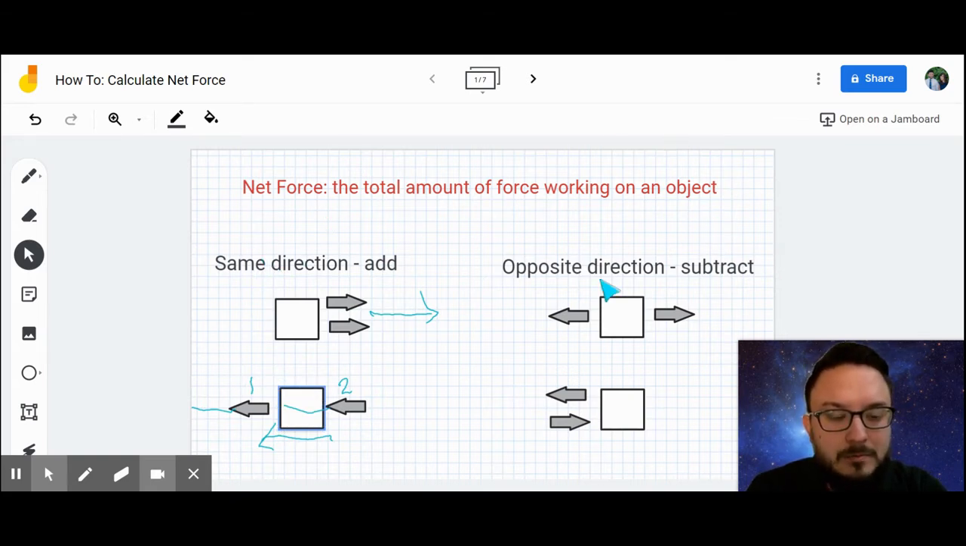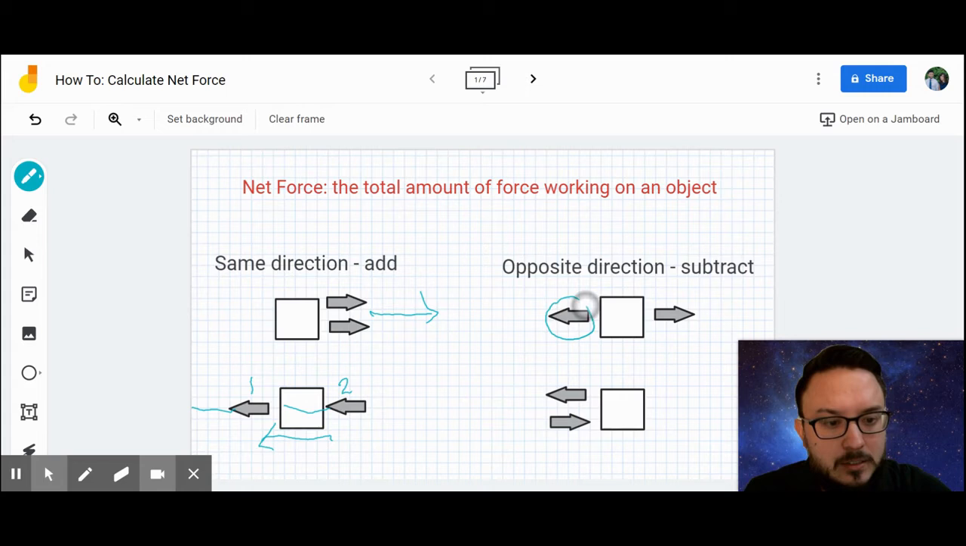We can also have forces that are moving in opposite directions. Over here on the right side of the slide, we see a couple examples of that. Here in this first example, we have this force moving to the left, and we have this force moving to the right. Those are pointing in different ways, so we would subtract those forces. They're working against each other. So if one is stronger, then the object will move in that direction. Like if this force was 50 newtons and this force was 20 newtons, it'd be moving in the direction of this force because it's bigger and it's stronger.